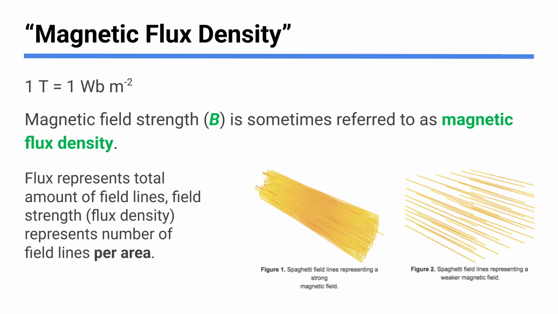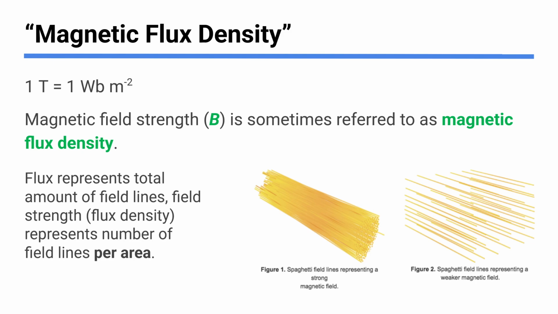Here is a very fun little picture you can have in your brain from good old Cognito, where you can think about the difference between flux and flux density. Say you get yourself a box of spaghetti, a nice pound of spaghetti. There's a lot of spaghetti in there, right? Many, many spaghetti. You can picture those as the field lines.